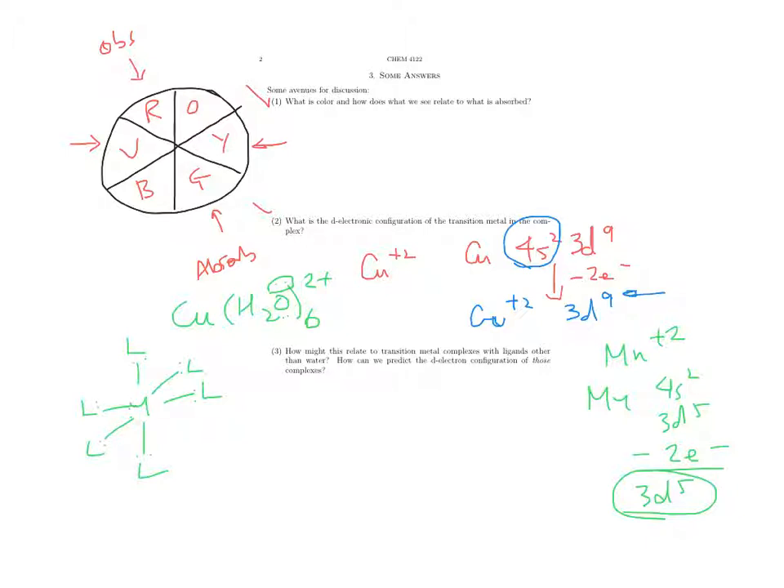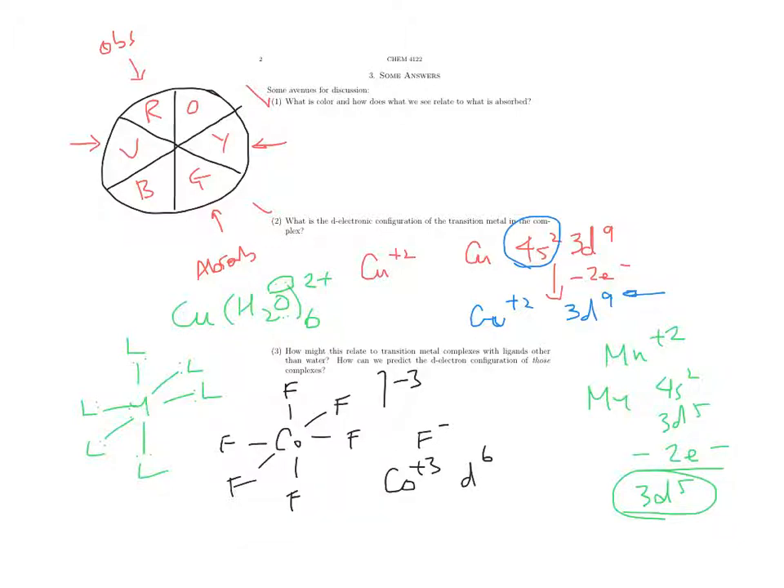So the third question is, how might this relate to transition metal complexes with ligands other than water? Here's a couple we can draw. Cobalt hexafluoride has 6 fluorides bound to it. It has a net -3 charge. Each of the fluorides is -1. To get a -3 charge and have 6 -1 ligands, we have to have cobalt plus 3. In other words, this must be a d6 complex.